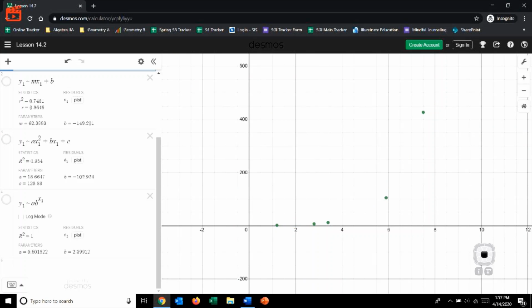Now, if you look at the r squared values, for the linear one, it's 0.75. For the quadratic, it's 0.95. And notice that for the exponential, it's exactly 1. So because it's exactly 1, that tells us this is the correct model. So this is an exponential model. Okay, and then let's try one more.